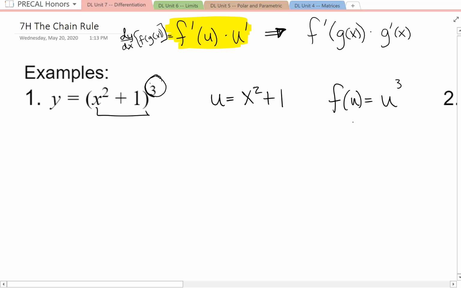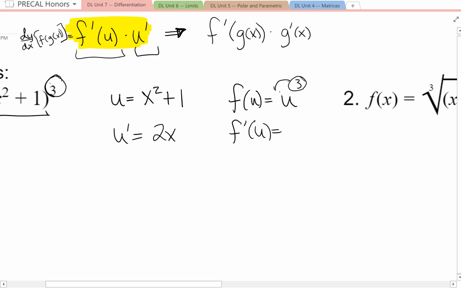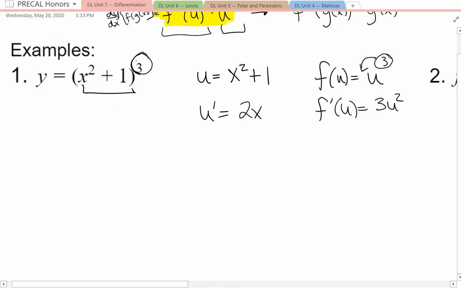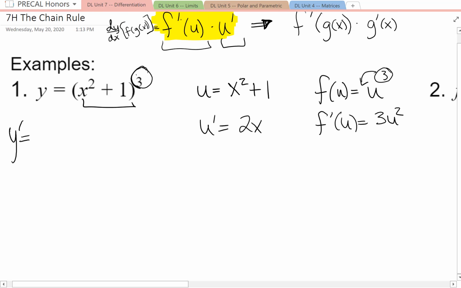So what I need to know is what is f prime of u and what is u prime. So u prime is 2x. Now f prime of u is pop down the power, 3u squared. Awesome. So when we derive this, y prime is equal to f prime of u, which is 3u squared, times u prime.